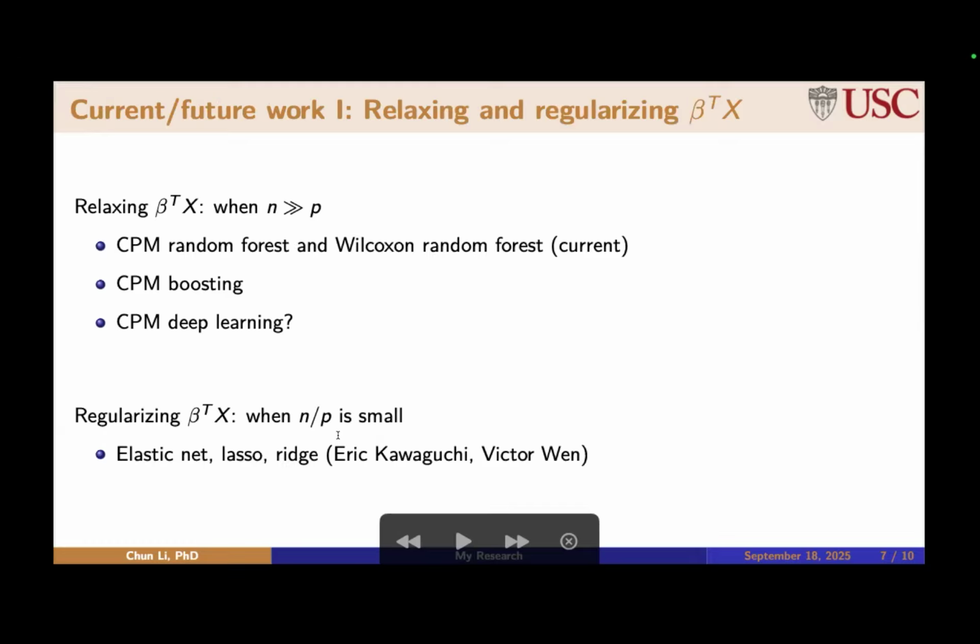All right, so now it's half. The next three slides talk about potential directions we are currently working on, and future directions. One is certainly that we want to relax this beta X format in the regression, especially when your sample size is much bigger than your number of parameters, so you have enough information to learn more subtleties, more details. Currently we're working on a random forest method for it. In the future, we are planning to do boosting. And I put a question mark on deep learning.